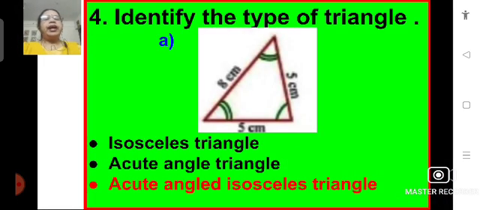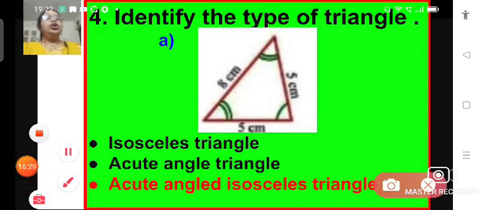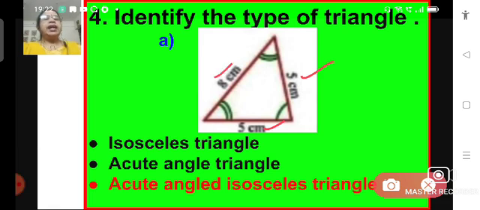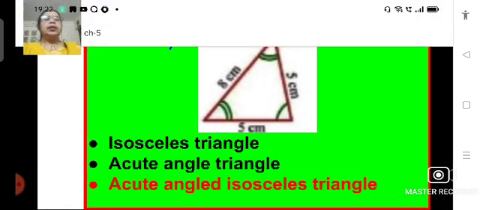Next question, identify the type of triangle. Here in the figure we can see 2 of the sides are of equal length, 5 centimeter, one of the sides is 8 centimeter, and all the angles of this triangle are acute angles. So, this is an acute angled isosceles triangle.